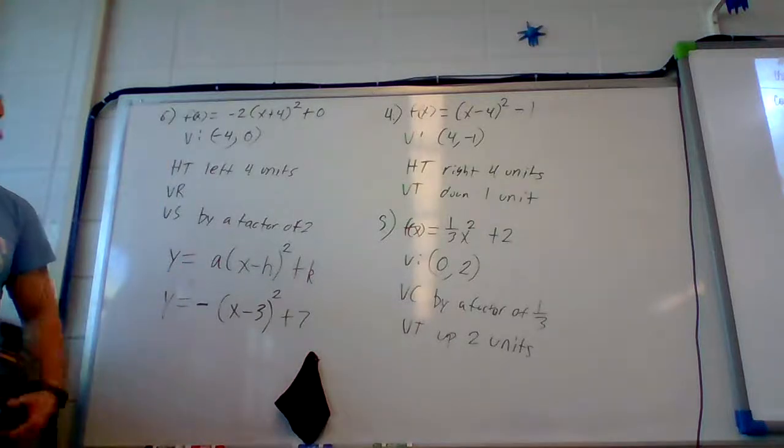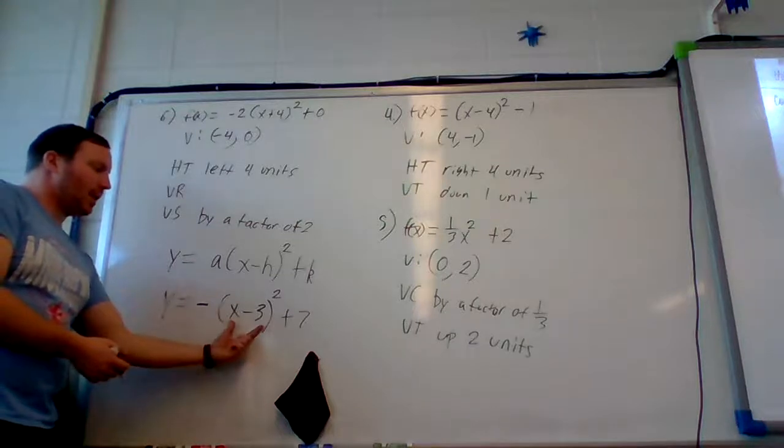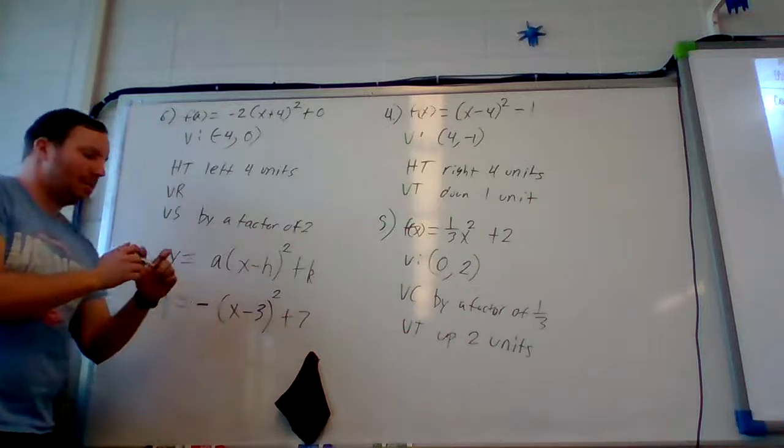And that's it. So here's our new equation. We have a negative. There's our vertical reflection. Our shift to the right 3 units, so minus 3. And our shift up 7 units, so plus 7.